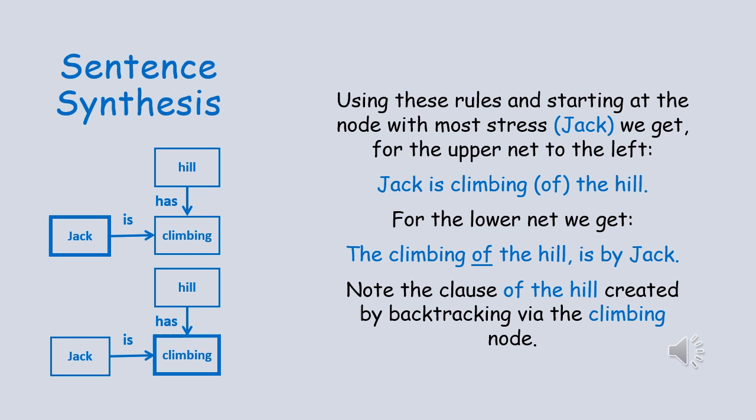Using these rules and starting at the node with the most stress, Jack, we get, for the upper net to the left, "Jack is climbing of the hill." For the lower net, we get "the climbing of the hill is by Jack." Note the clause "of the hill" created by backtracking via the climbing node.